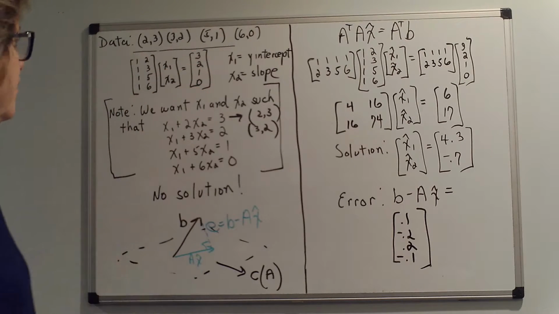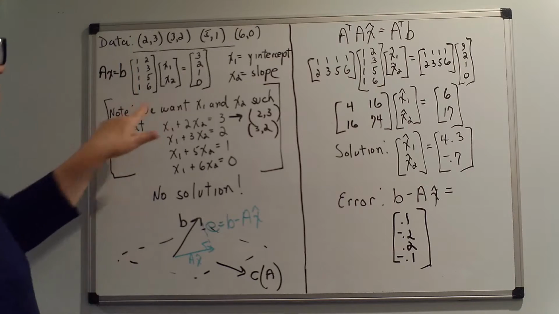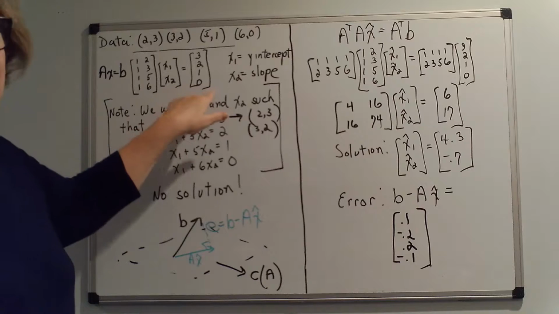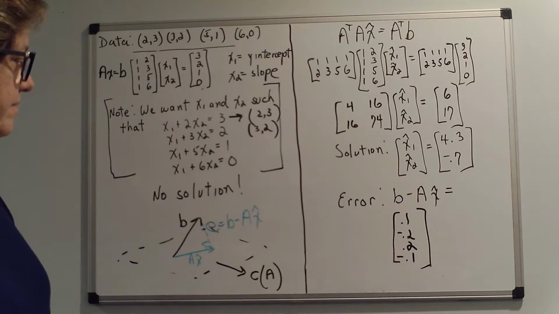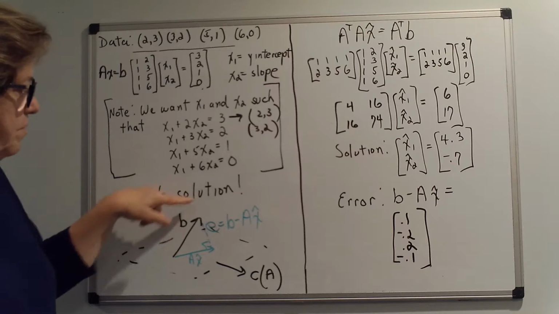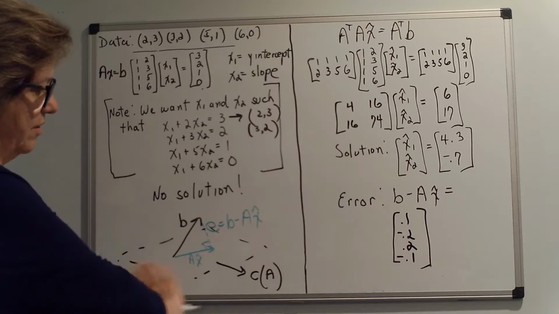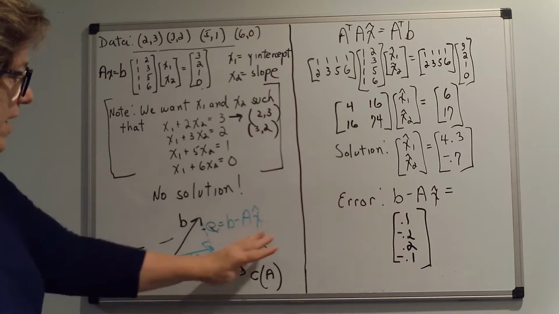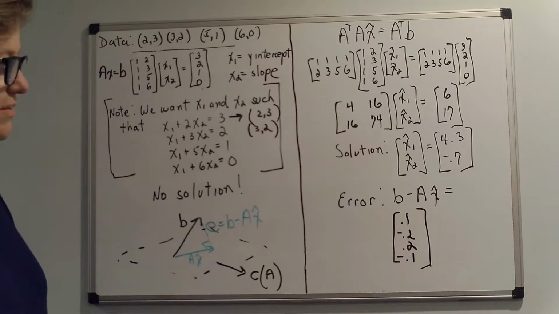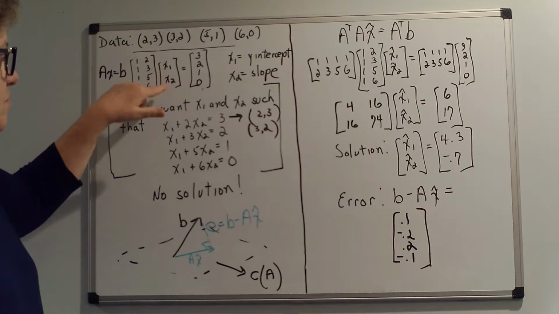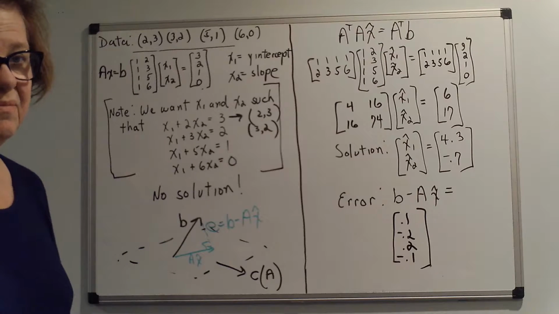Another way to say that is, in Ax equals b, this is our A, this is our x, this is our b. This b is not in the column space of A. So in other words, I'm pretending this is our column space, a plane at the bottom there. b is not in that column space. So we can't find an x1 and an x2 that will map into that column space with this system.